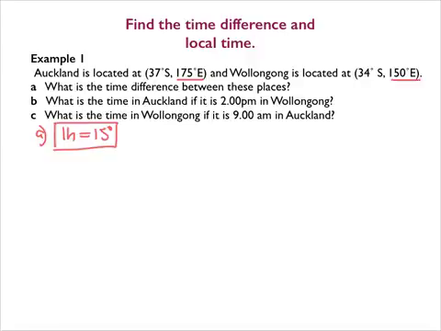So the angular distance will be 175, take away 150, which is 25 degrees. To convert this into time, we divide the 25 divided by 15, and we get 1.6 recurring. Now we want to convert this into hours and minutes, so remembering to press your degrees button on the calculator, and you're going to get the answer to be 1 hour and 40 minutes.